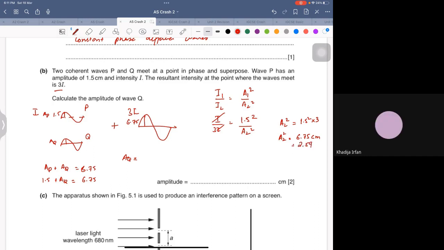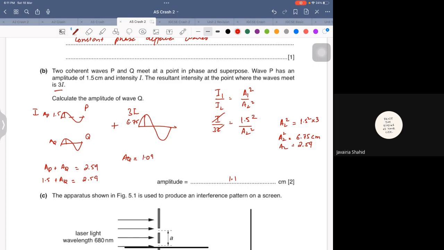That's okay. That means it is going to be 2.59. Then what would be the answer for AQ? 1.09, which is just 1.1. All right, is it clear, everyone? Do you guys understand the question now?